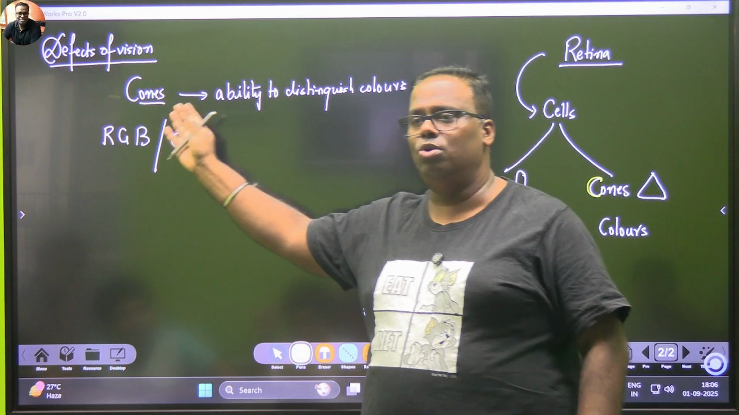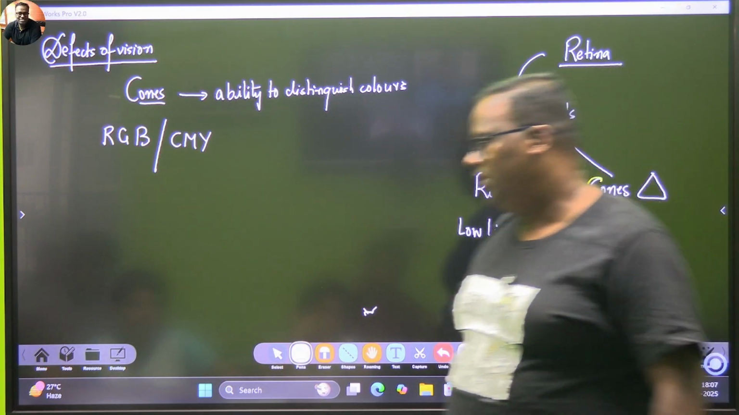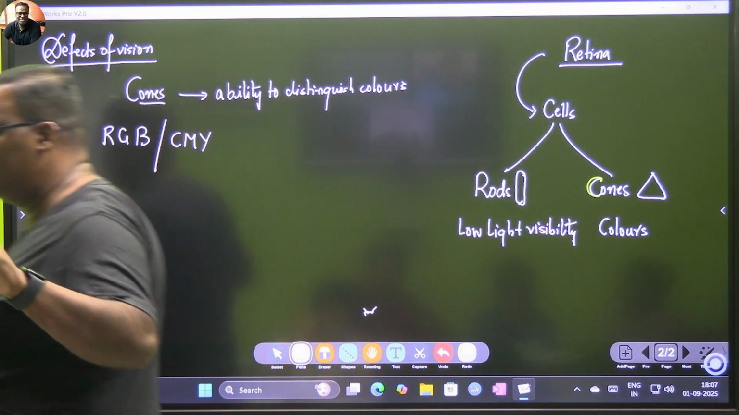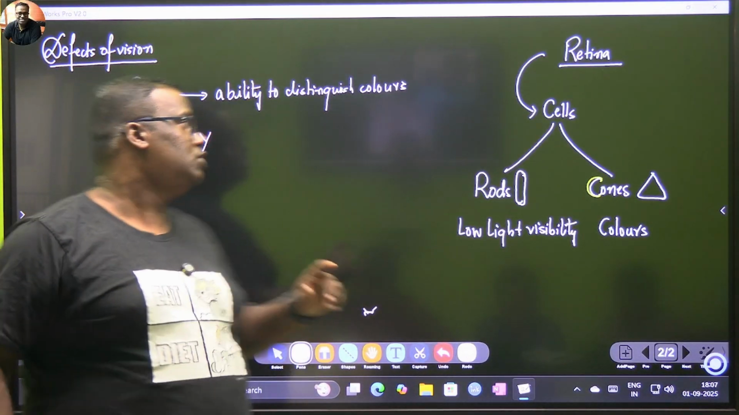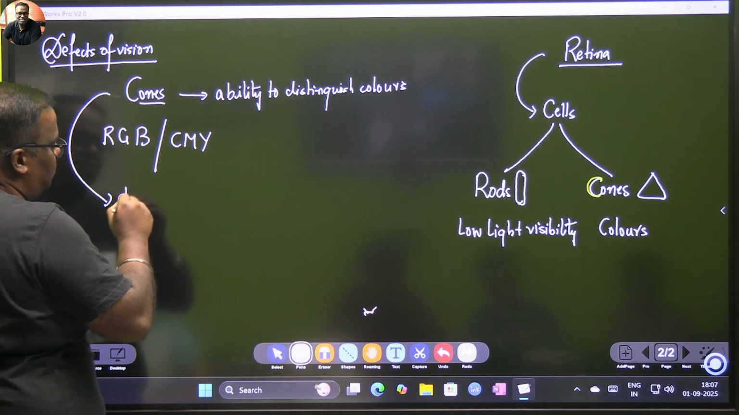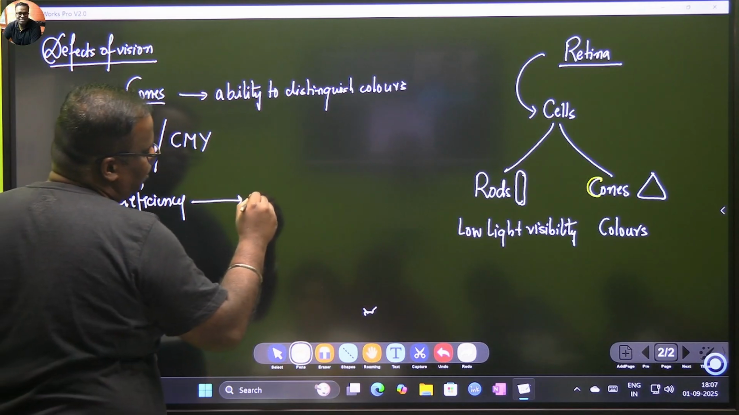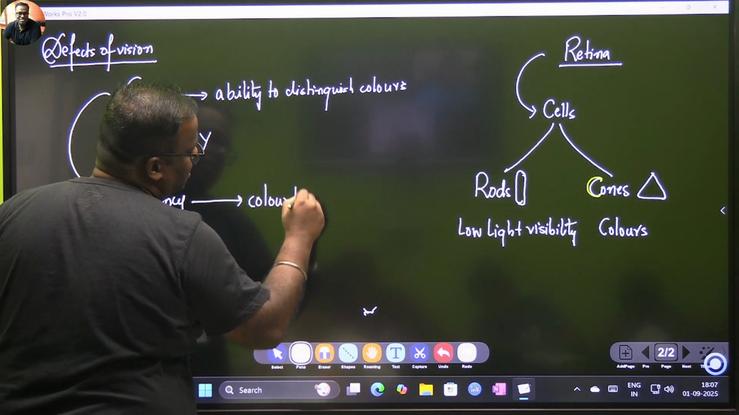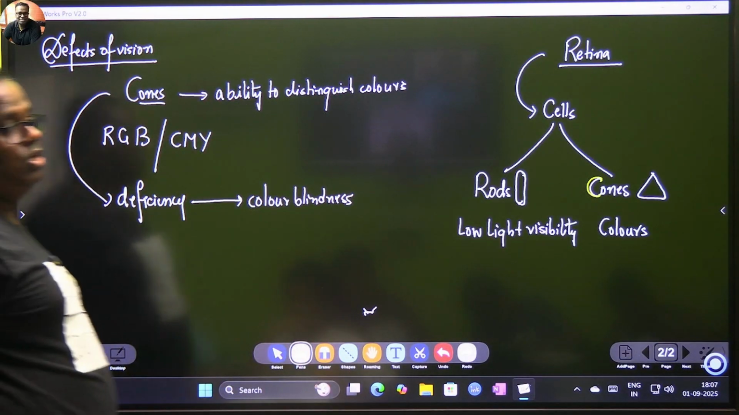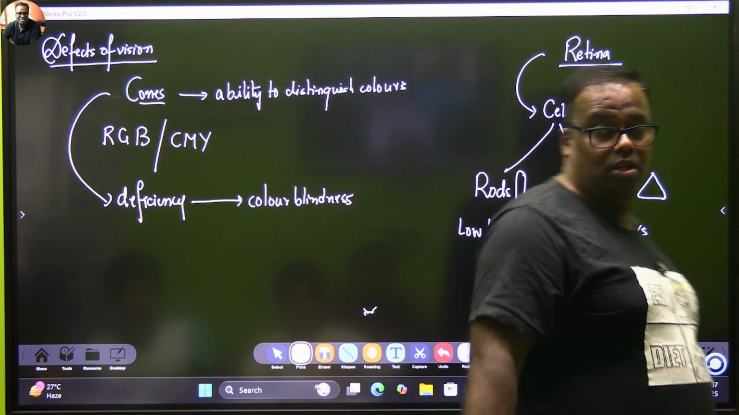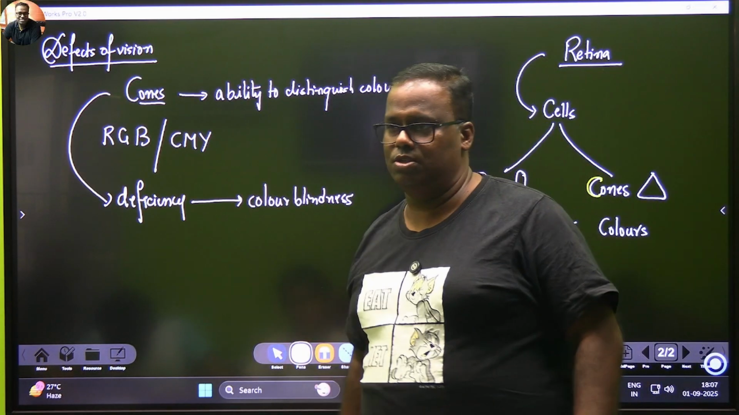So have you understood cones? Cones are the ability to distinguish between colors. Are we clear on this? Now, if a child has fewer cones, the child will not be able to distinguish between colors. So a deficiency in cones directly leads to something called color blindness.